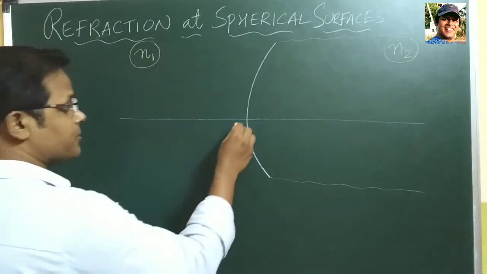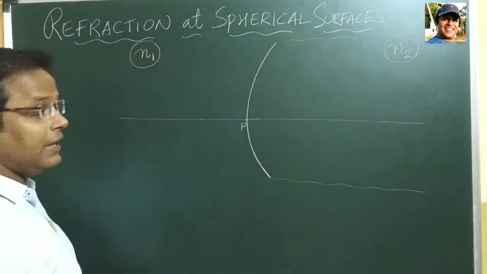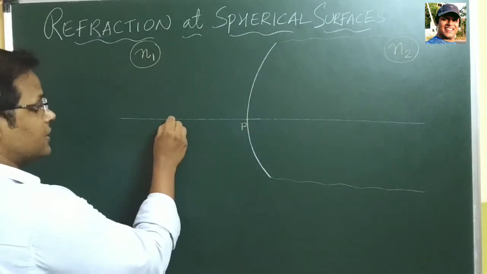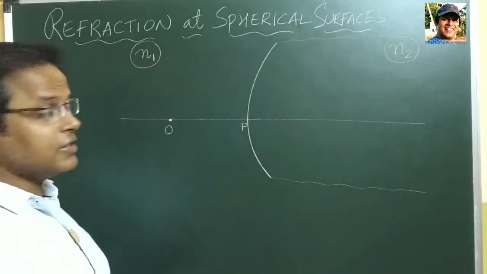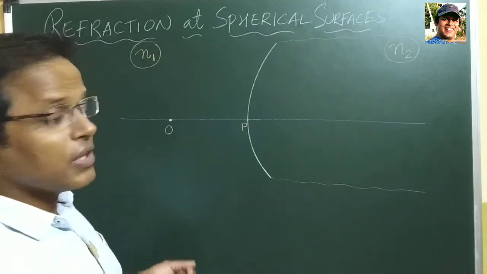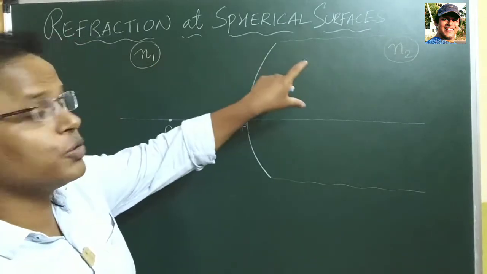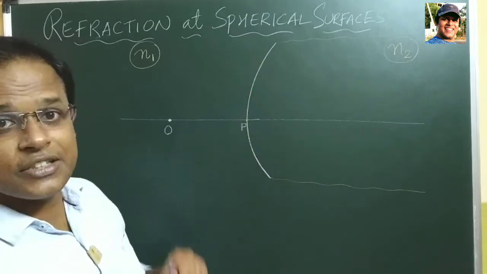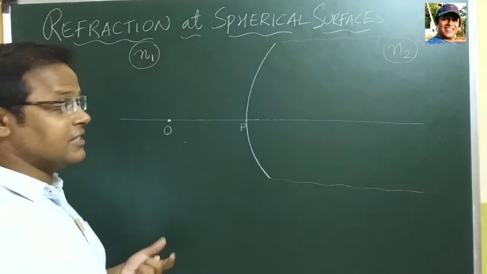Let us say this point is the midpoint, and call it P. Now this is the object, a point object for reference. So how will the light refract as it passes from one transparent medium into another, when the interface is a spherical one? Alright, let's get started.